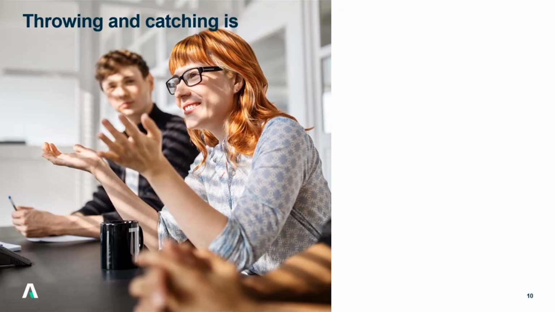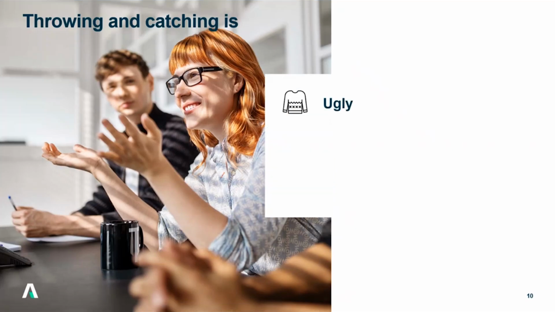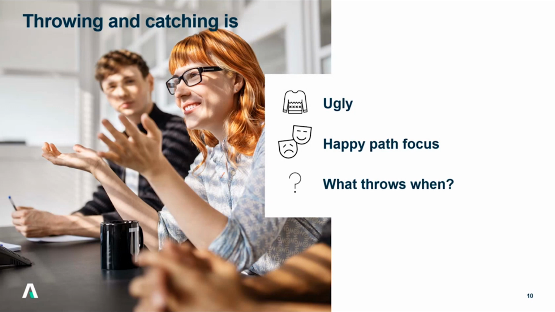And therefore, throwing and catching is ugly. I don't like it. It has a happy path focus because you have to try and catch something, so maybe you will just ignore it. I mean, nobody's really forcing you to use it, so you can just focus on the happy path. And we are really unsure what code will throw what exception when exactly. It can depend on the programming language whether it's better or not, but in Java and Kotlin, and especially Kotlin, this is a problem.